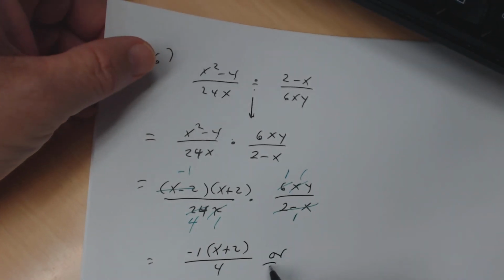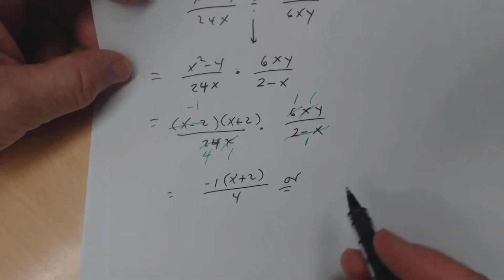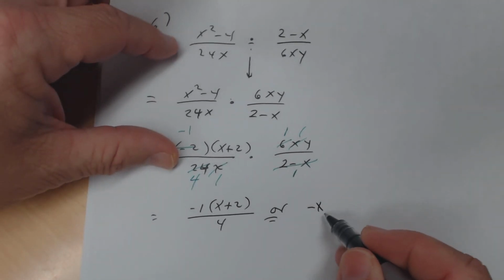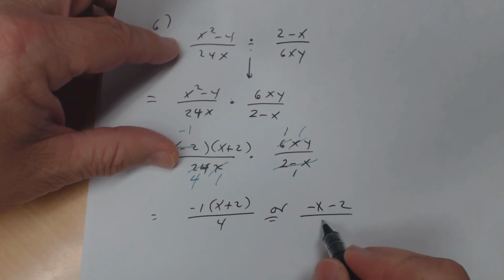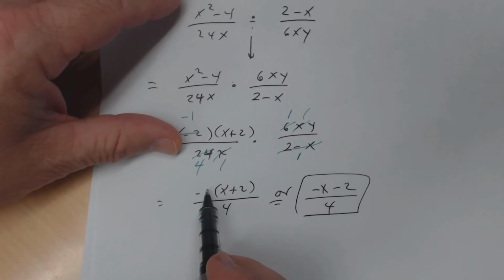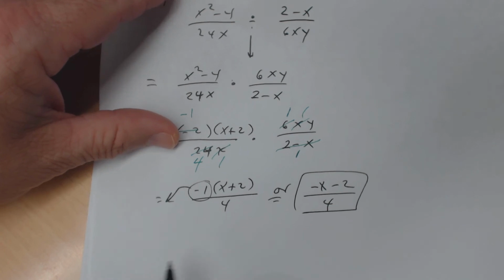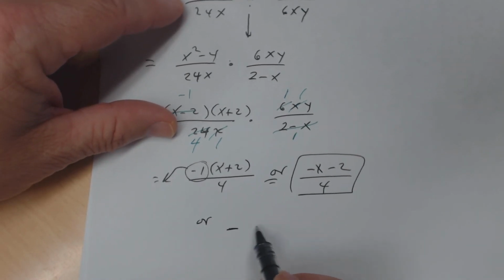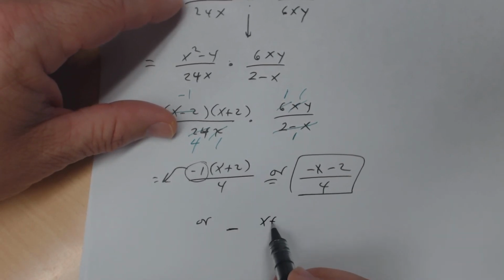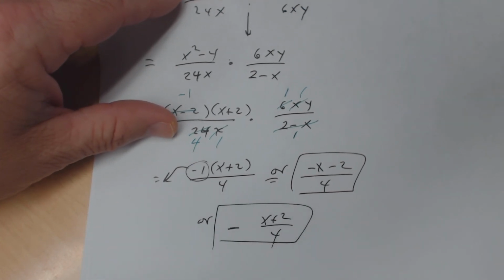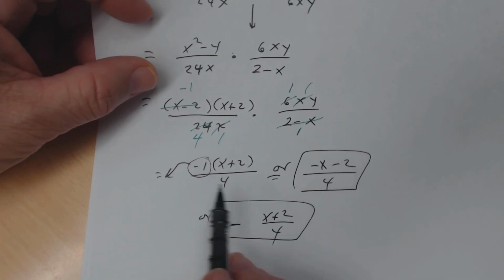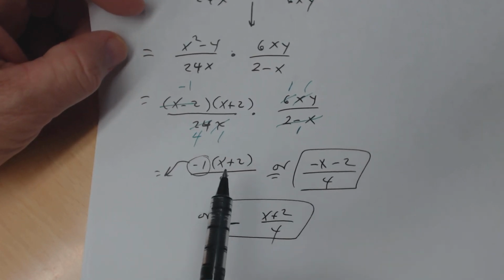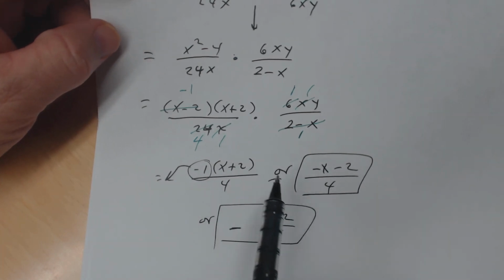Or if you want to, just like we did before, you could distribute the negative 1, no big deal. So negative 1 times x is negative x. Negative 1 times a positive 2 is a negative 2, over 4. Or if you wanted to, you could have pulled this negative out in front, so that's going to be the opposite of x plus 2, divided by 4. All right, so either one of those would be fine, and there are other ways of writing it. But if you want to write it as one fraction, just go ahead and leave it like that.